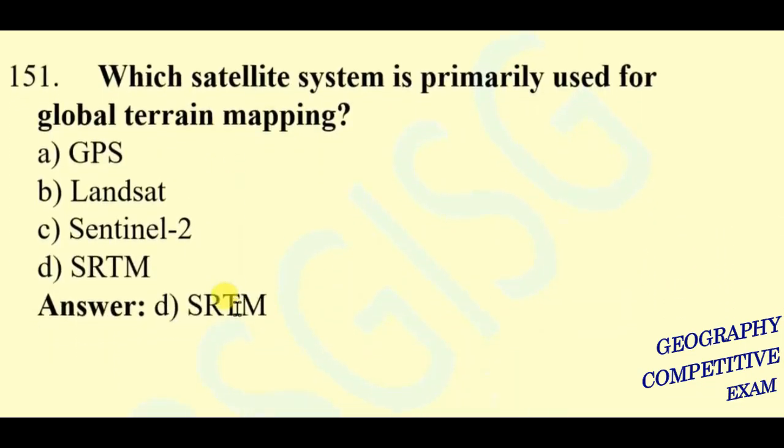Question 151. Which satellite system is primarily used for global terrain mapping? GPS, Landsat, Sentinel-2 and SRTM. Here the right answer will be SRTM, Shuttle Radar Topography Mission.